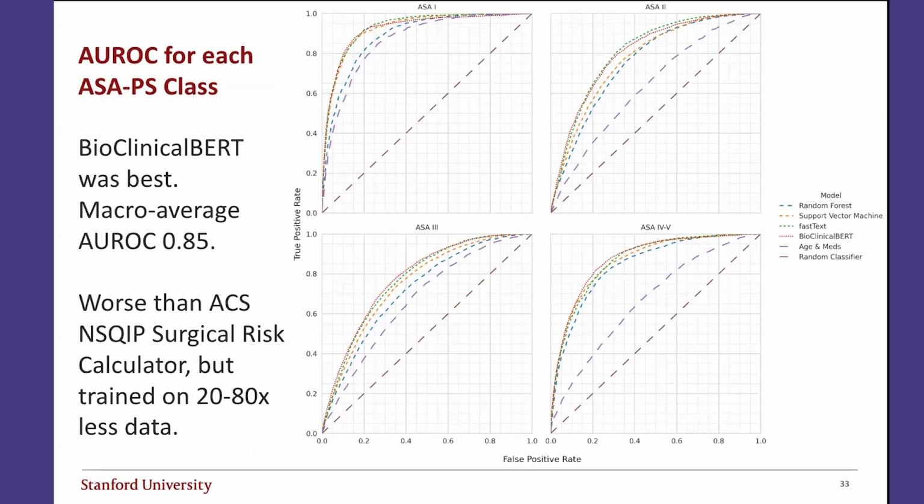What we found is that the predictive performance we get from just using clinical notes to assign an illness severity score, the ASA class, is worse than the NSQIP surgical risk calculator, but we also had 20 to 80 times less data. And as you saw earlier, going from 2013 to 2023, when they scaled up their data size, their prediction performance got way better. So this was kind of interesting because it suggested that we could use language models to do this kind of risk stratification.